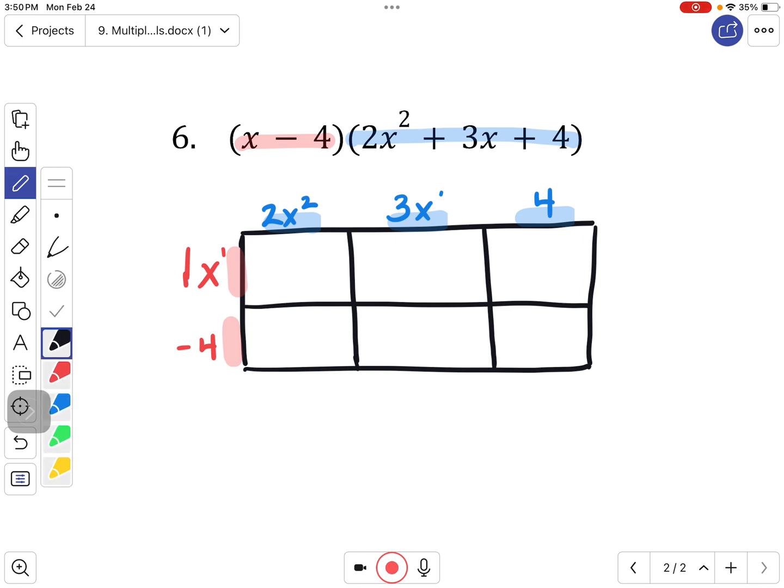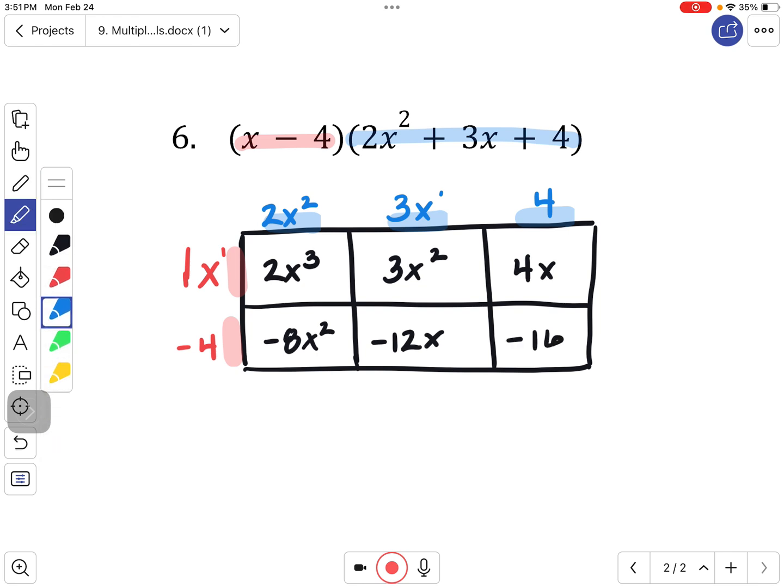2x squared times 1x is going to give me 2x to the third. I'm going to do all the top row right now. So 3x times 1x is going to give me 3x to the second. And 4 times 1x is going to give me 4x. Okay, bottom row starting on the left, -4 times 2 is going to give me a -8x squared. -4 times 3 is going to give me -12x. And -4 times a +4 is going to give me a -16.